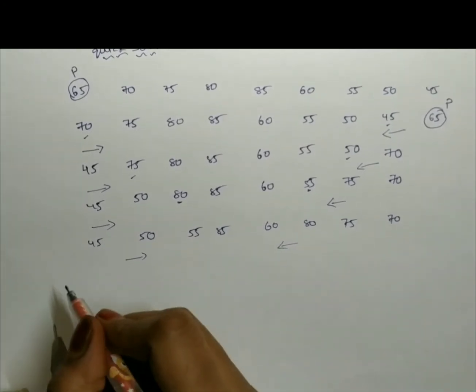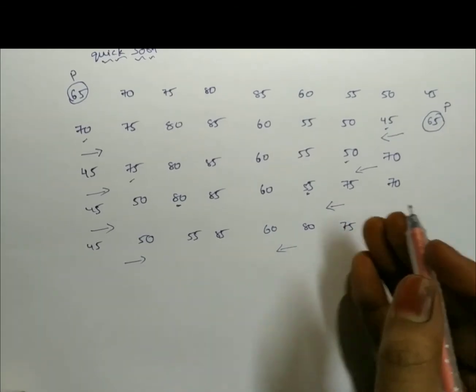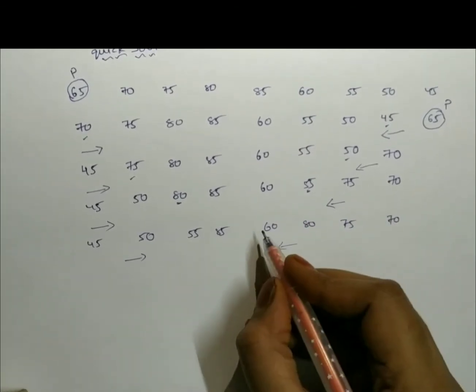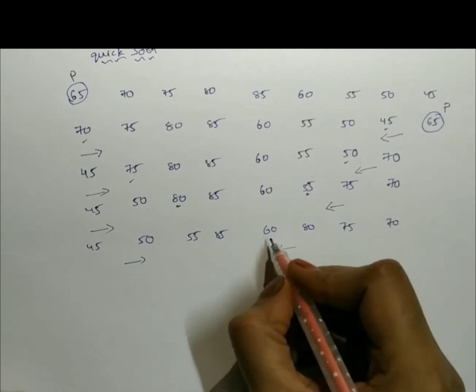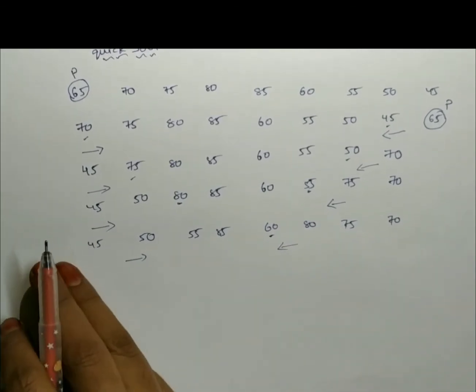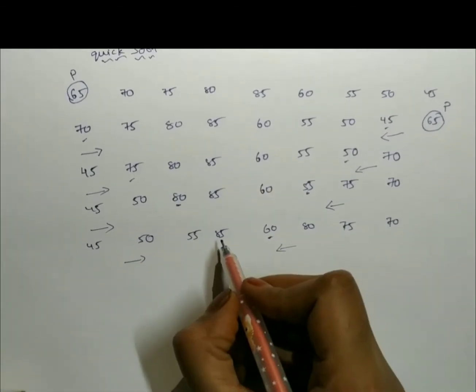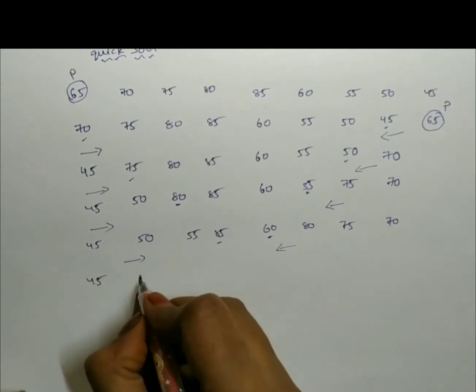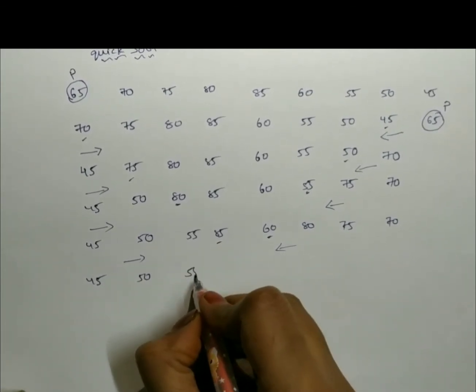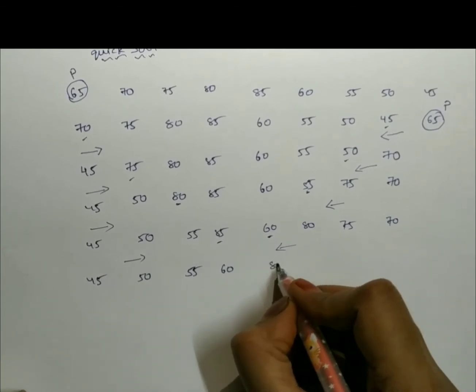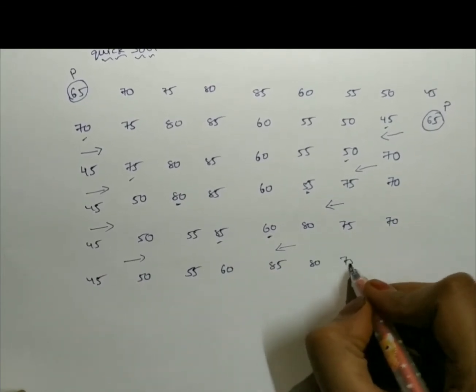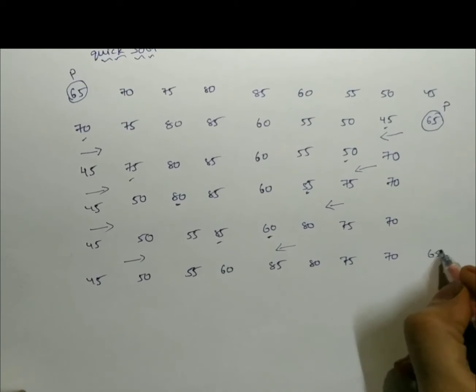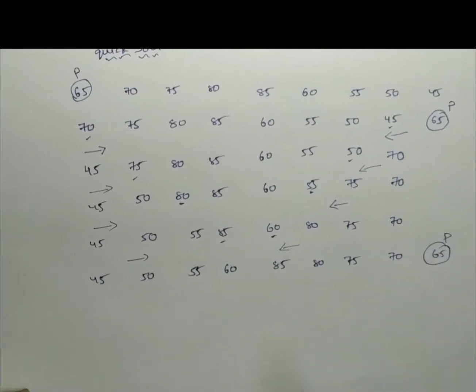Again you need to consider these arrow mark directions. While moving from right to left, you need to consider the element smaller than the pivot element, that is 60, and while moving from left to right you need to consider the element greater than the pivot element, that is 85. You need to swap these two elements: 45, 50, 55, 60, 85, 80, 75, 70, 65. This is the pivot element.